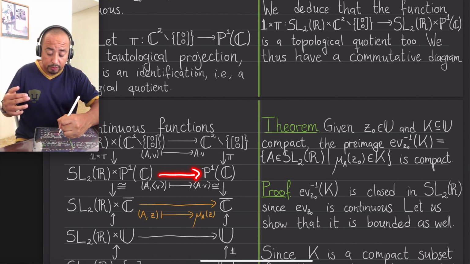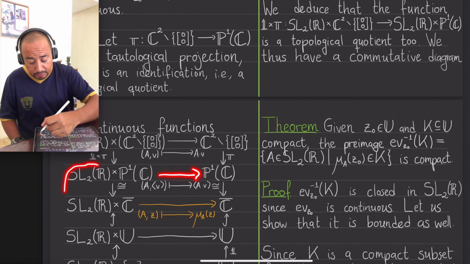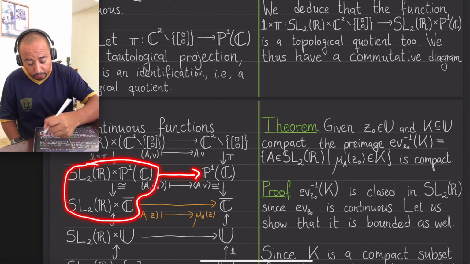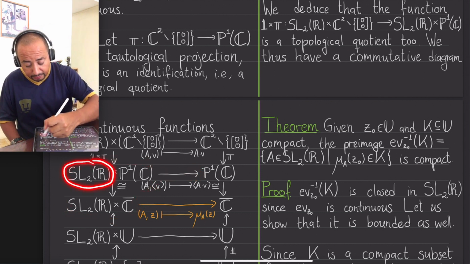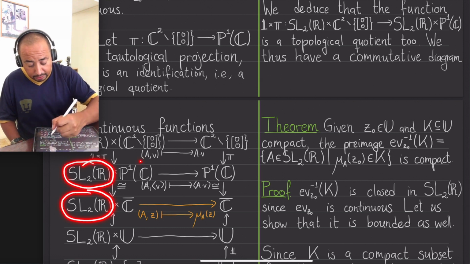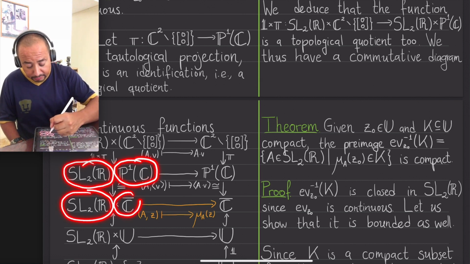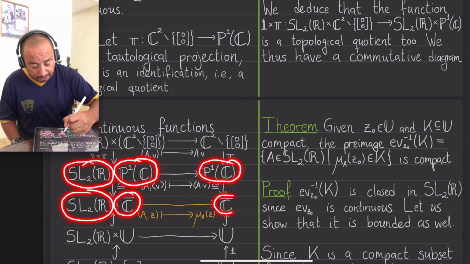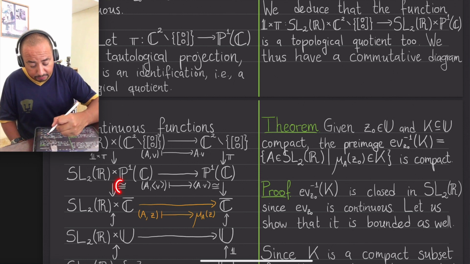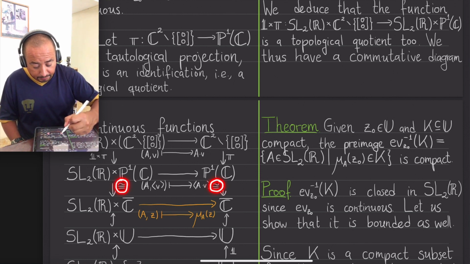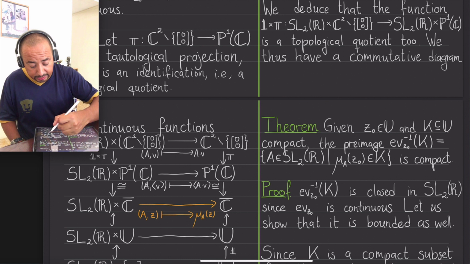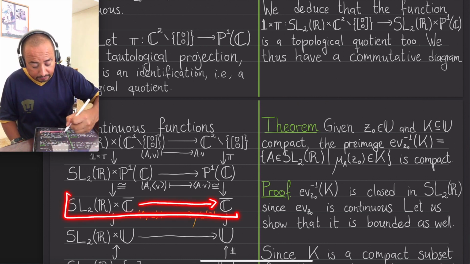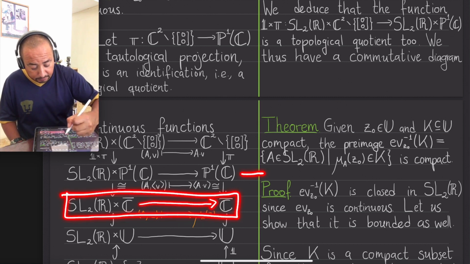if I use the homeomorphism to pass to C bar, right? And of course here I preserve the first factor, but in the second factor I switch to C bar, and in P1 I switch to C bar, so that these are actually homeomorphisms. Then what I obtain is that the function at the level of C bar that corresponds to this one is also continuous.